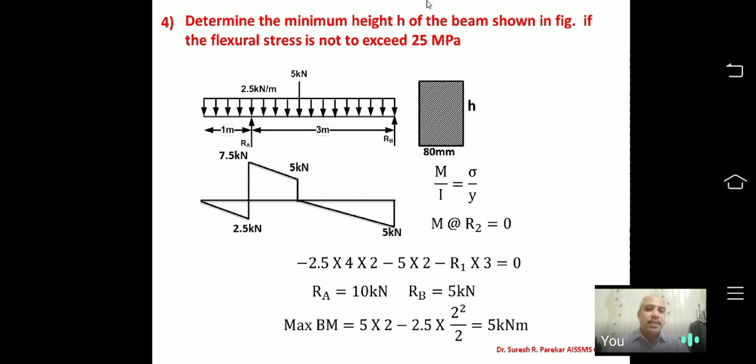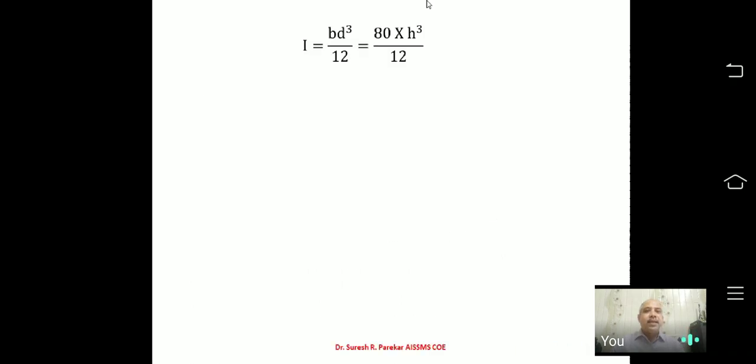Now the maximum bending moment will be under the load. So we have 5 into 2, which we have taken from the right side because that is simpler. So 5 into 2 minus 2.5 into 2 square by 2, and I get the maximum bending moment equal to 5 kilonewton meter. Once I know the maximum bending moment, I have I equal to BD cube by 12, 80 into H cube by 12, and I will substitute all values in the equation M by I is equal to sigma by Y. M we have 5 into 10 raised to 6, the 5 kilonewton meter we just saw. I we have just calculated, 80 H cube by 12.